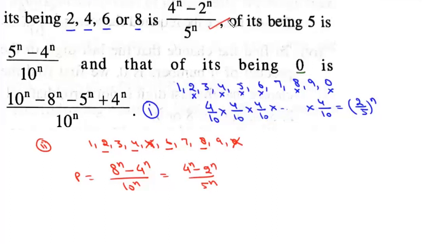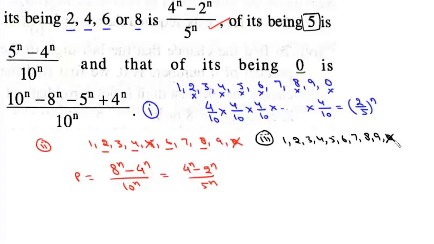and that's your second part. Now in the third part it says the probability of its being 5. Now it will be 5 when out of these 10, 1, 2, 3, 4, 5, 6, 7, 8, 9 and 0.